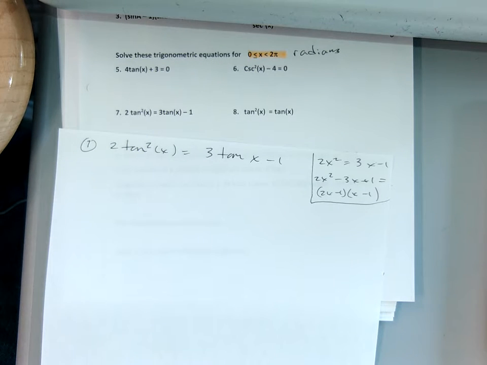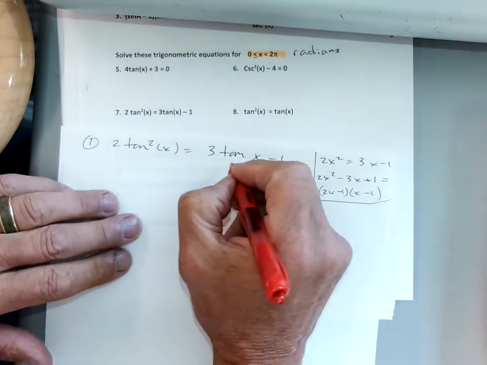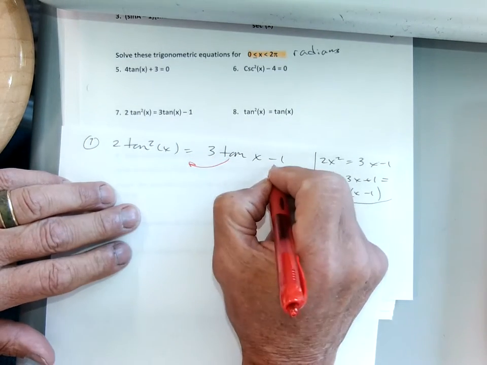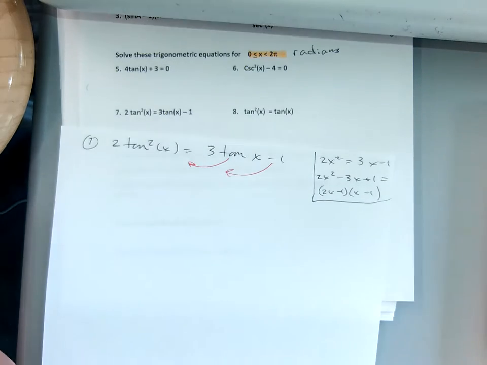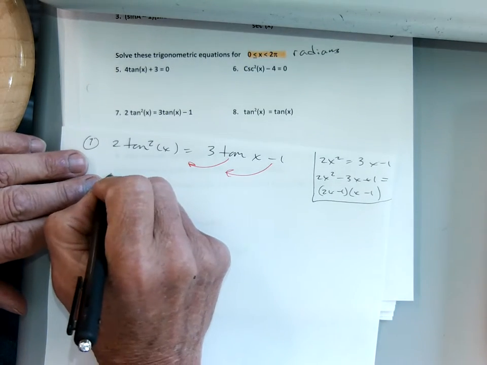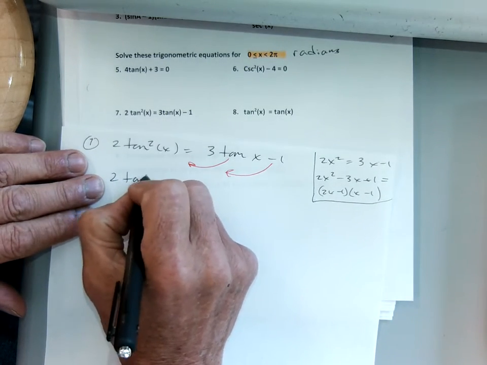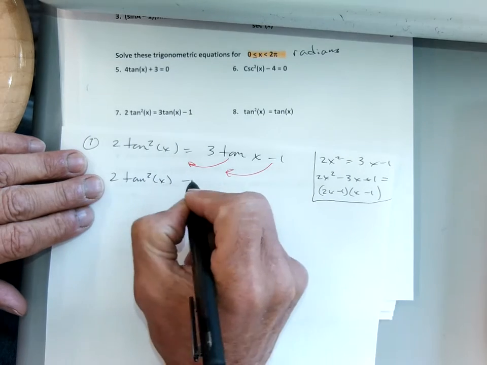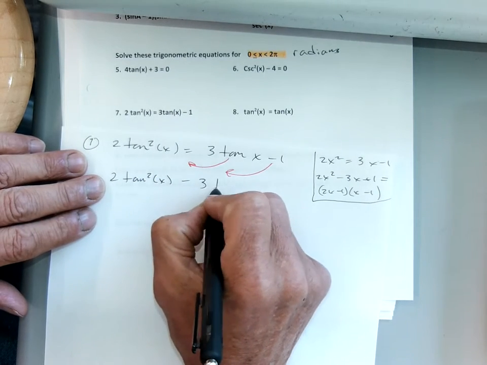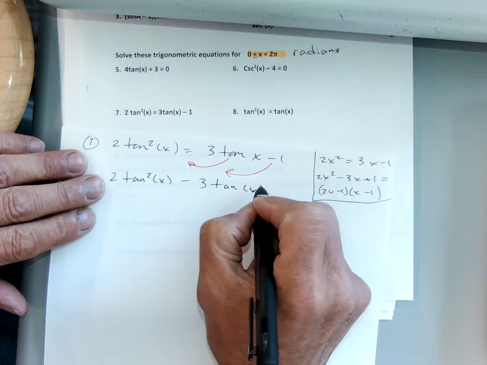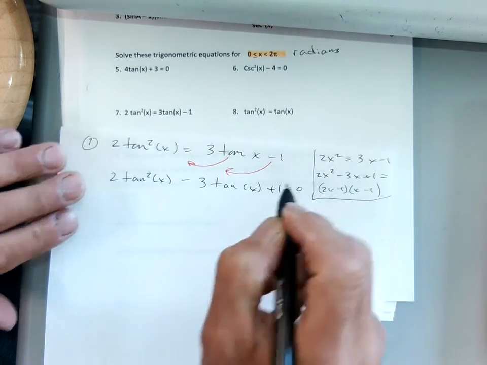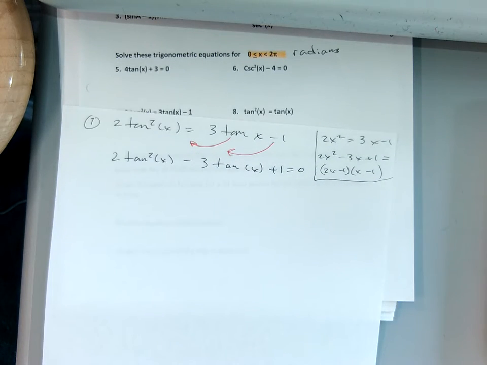So instead of x's, we've got tangents. So bring that over, bring the 1 over. If I rewrite this, I'd have 2 tan squared of x minus 3 tan of x plus 1 equals 0. Okay?